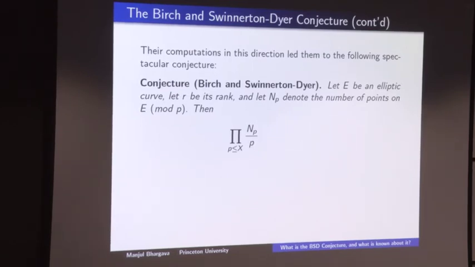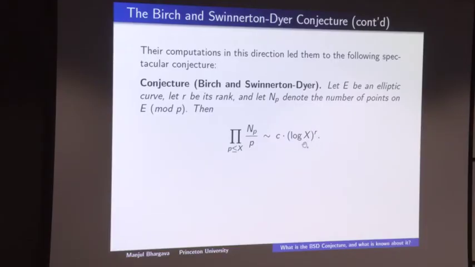But if the rank is large, then maybe Np over p will tend to be a little bit bigger than 1, and so if you multiply Np over p over all p less than or equal to x, and you let x get bigger and bigger, maybe it'll actually grow with x. And that's exactly what they found in their computations, and what they hypothesized is that if you take the product over p less than or equal to x of Np over p, it grows like a constant times log x to the r. And so here's the dependence on the rank.